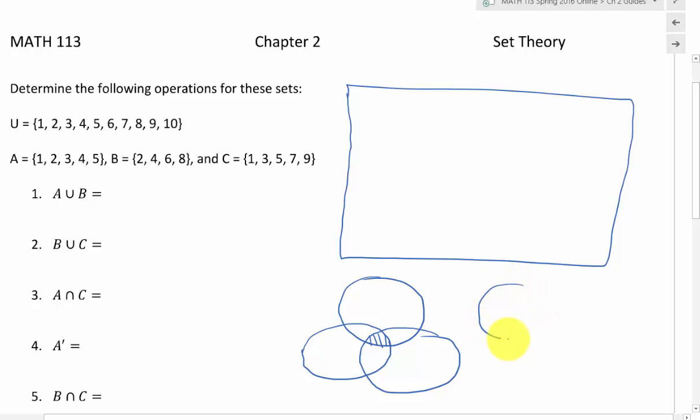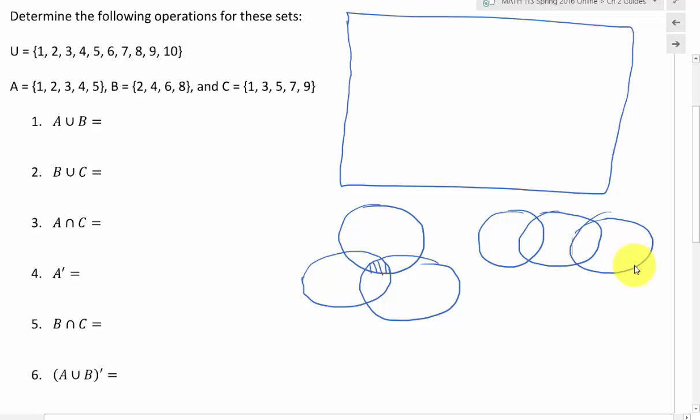Or it could be that two sets share some elements, and one of those shares elements with a third set. That would look something like that. Or I could have two sets share elements, but the third set doesn't have any elements in common. Or I could have some combinations like that. And so I'm looking at these sets trying to figure out where do we fit.